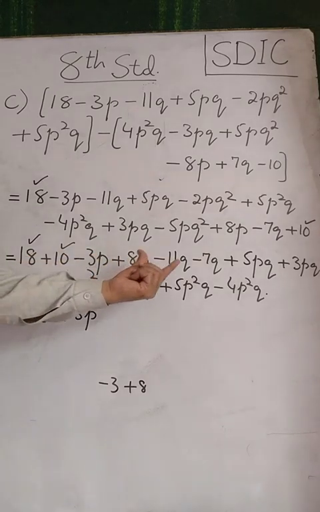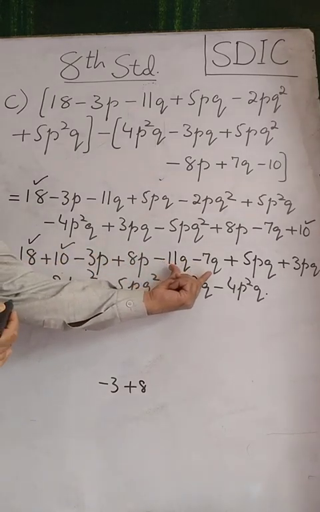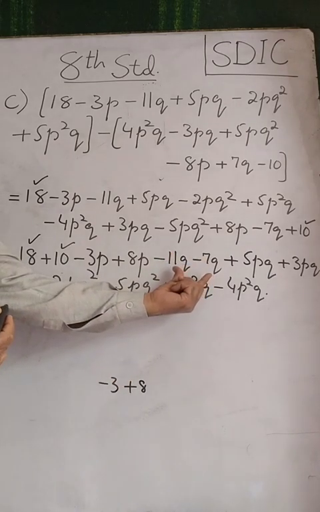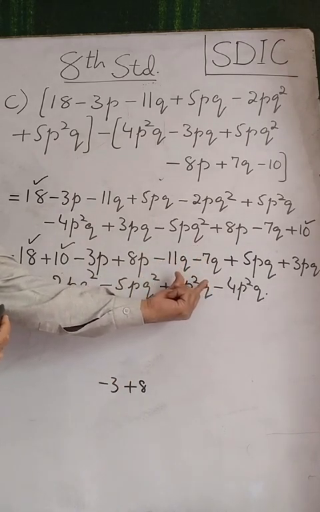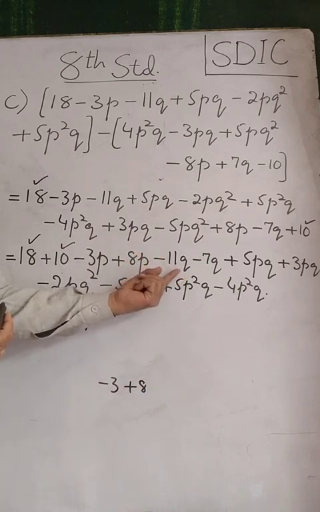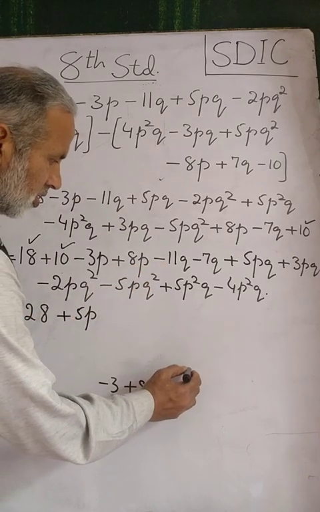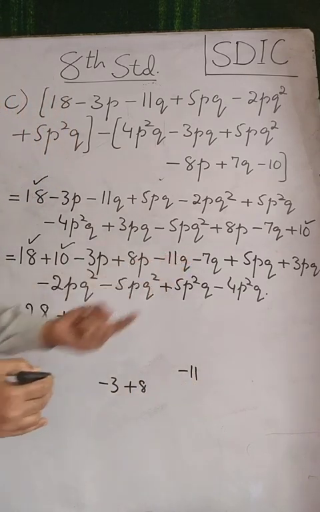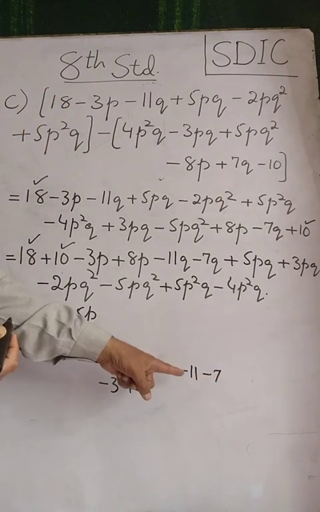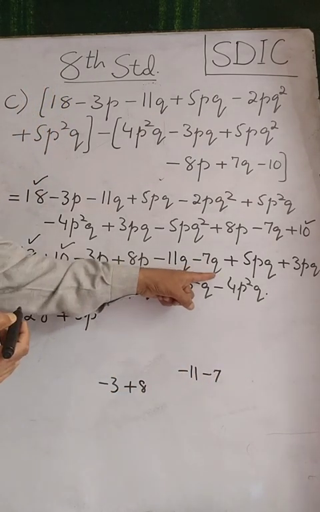Next pair of like terms we have with variable part q. Now the same procedure will apply. The variable part will stay the same. q will stay the same. We'll write in the rough column first their coefficients. What is the coefficient of the first of these like terms? Minus 11. And the second term has minus 7 as coefficient. You have to combine these coefficients. The variable part will remain the same.